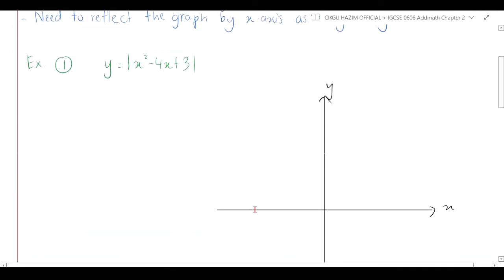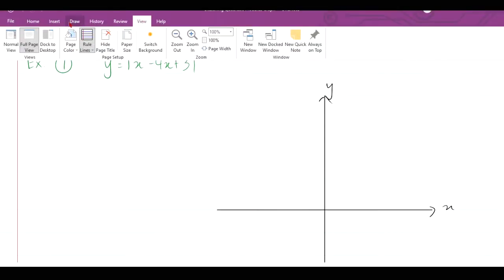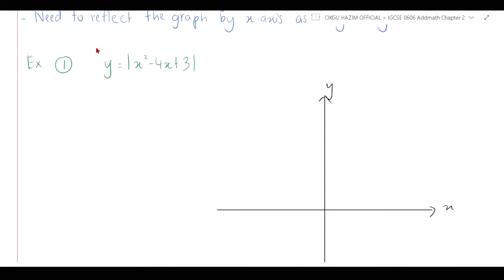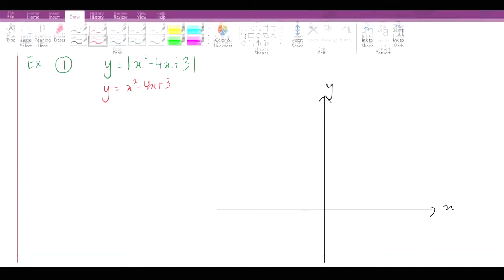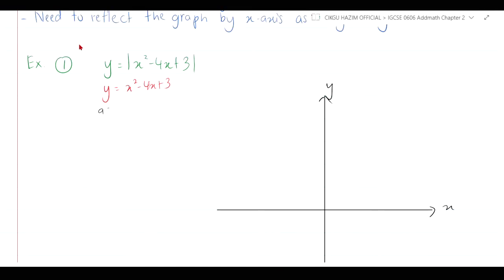So how do I know it's the same method here? It's just that you need to do the four components one by one. What's the first component? We know that this is modulus, but we just consider this as non-modulus first. So y equals x squared minus 4x plus 3. From here, you need to know the values: a equals 1, b equals negative 4, and c equals 3. And then from here, you're just going to do the four components.